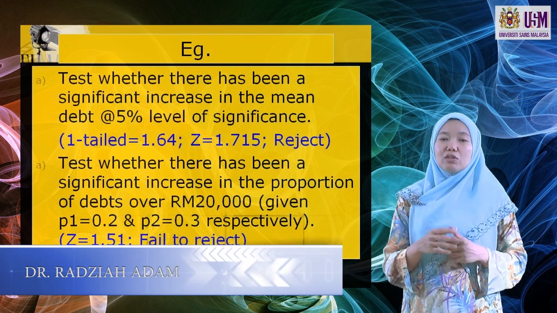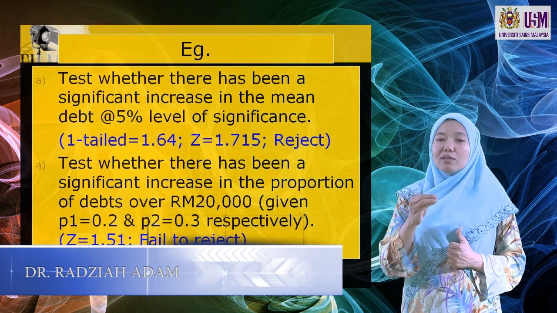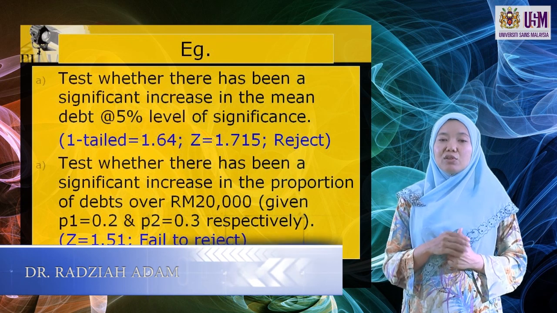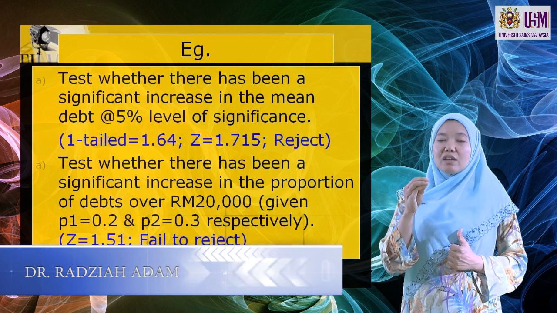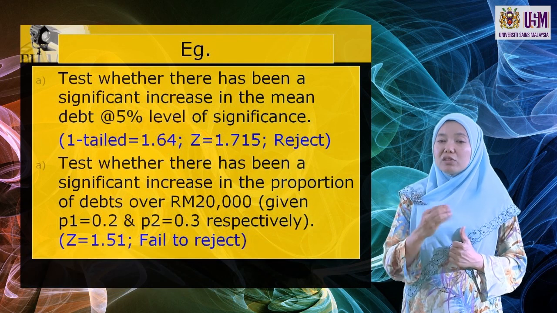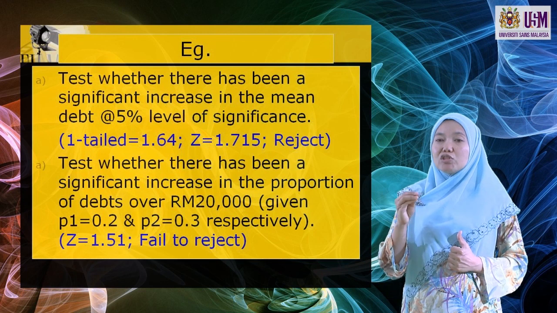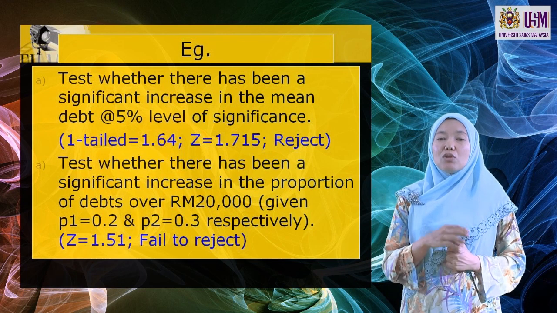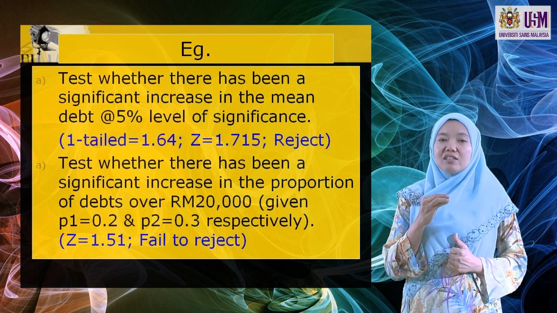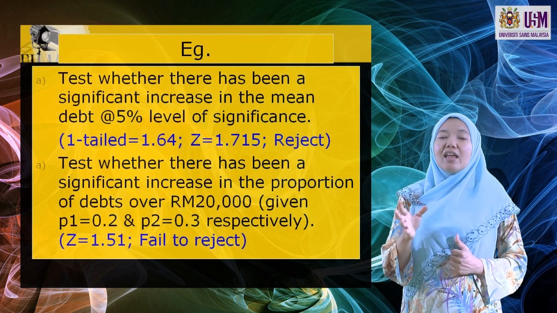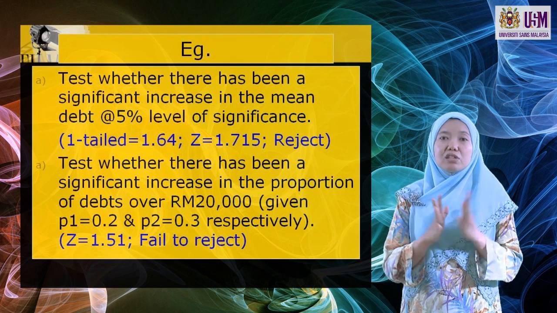1.715. Okay, so we compare this, z equals to 1.715 is definitely greater than 1.64. Because of that, you reject H0. So you have significant evidence that there is increase in the mean debt at the 5% level of significance.